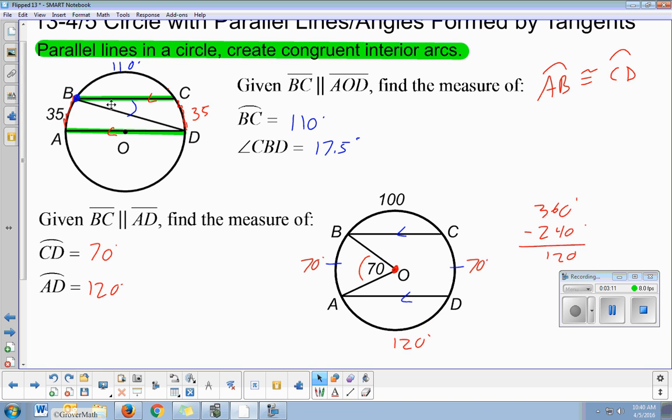You look for those congruent interior arcs. A lot of times they'll kind of give you one, but you need the other, but you know they're congruent. Of course, we look for diameters, we look for central angles, we look for inscribed angles, all that good stuff. Because we're dealing with parallel, you know you're going to see a concept of alternate interior come up at some point. Like this angle is also 17.5 degrees because you see that Z pattern, stuff like that.